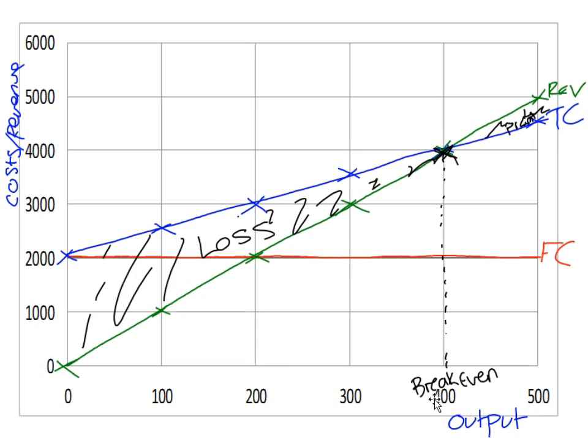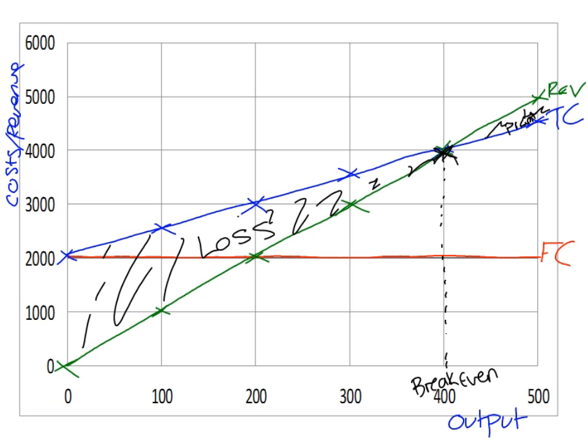And below that level, that's the amount of loss you'd make if you made that amount of units, 100 say, the distance between the total cost and the revenue there is the amount of loss you'd be making. And then above here, this is the amount, it's not written very well, but that's the amount of profit that you'd be making, the distance between these two.